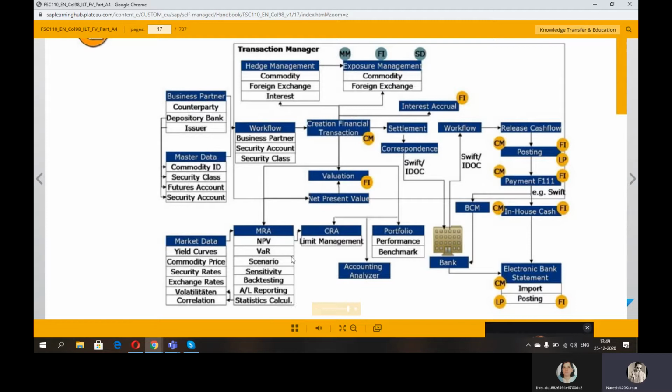Then this NPV, VAR, scenario sensitivity, back testing, ALM reporting, statistic calculation, this thing will reach to CRA, that is credit risk analyzer, to limit the management. From the credit risk analyzer, okay, to go for portfolio. The portfolio and credit risk analyzer will be having accounting analyzer. This is the overview of one business flow.